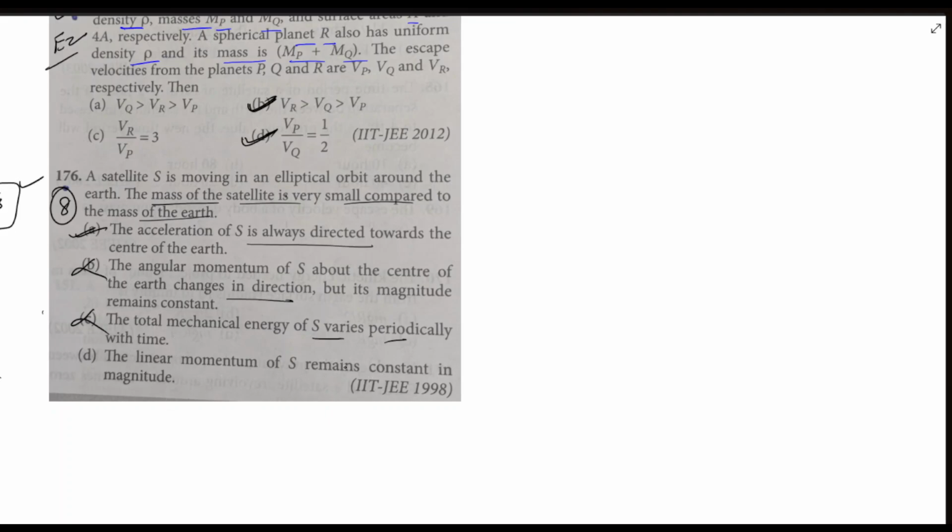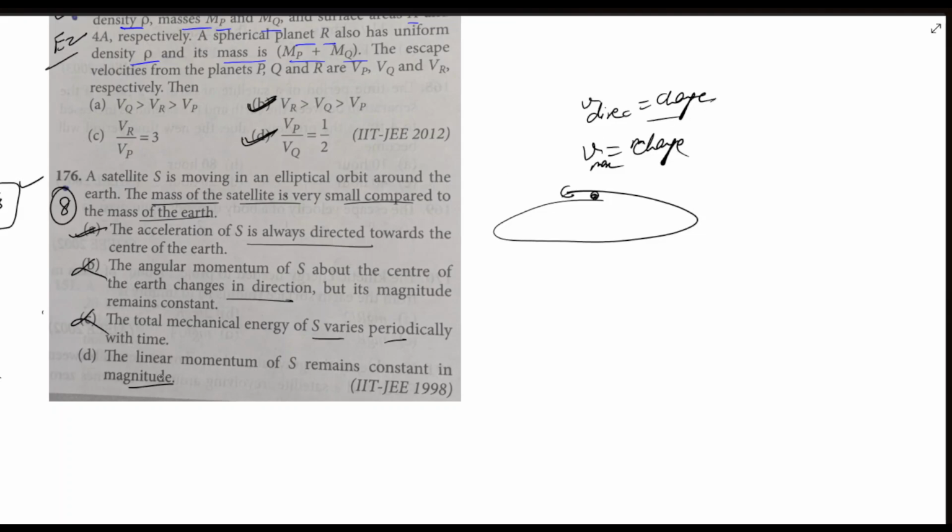Linear momentum of S remains constant in magnitude. No. Look, if it is moving in an elliptical path, velocity will change. How? The magnitude will change, right? As well as the direction of this velocity also changes. Okay, so both will change. So linear momentum's magnitude will not remain constant. So this is wrong. So only A will be the option. Okay.